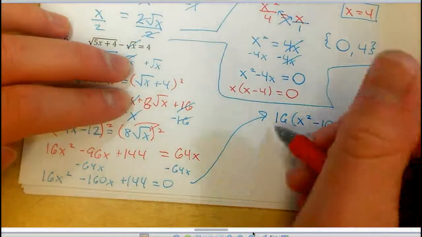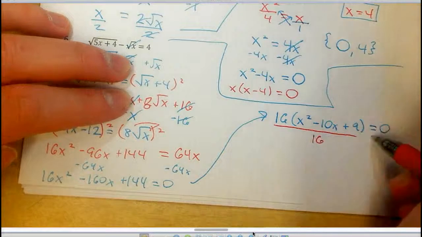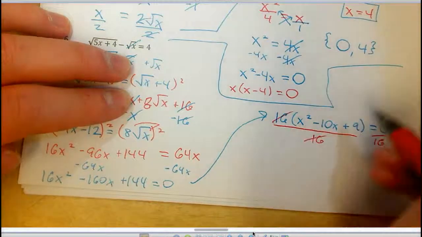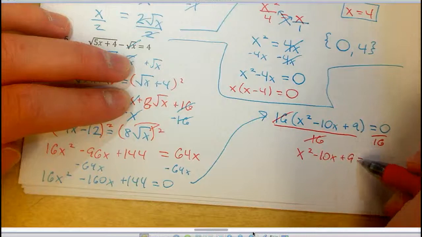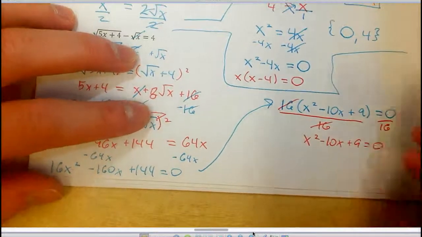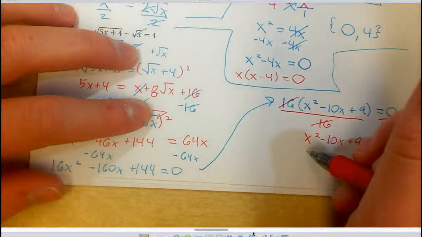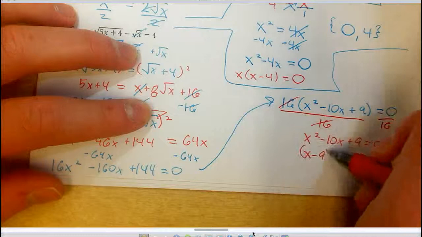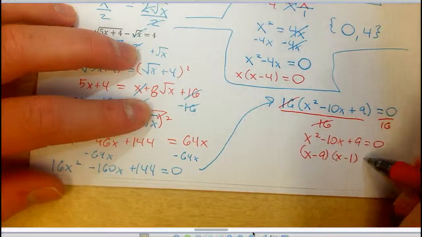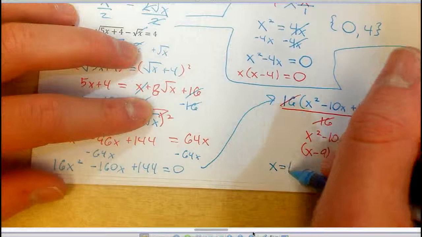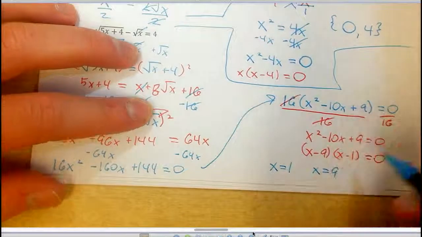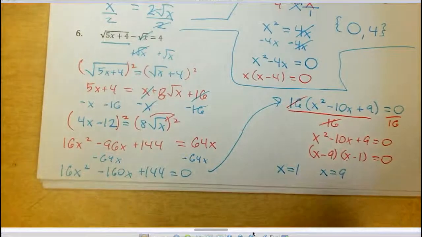Okay, if I divide both sides by 16, that gives me just x squared minus 10x plus 9 equals 0. And so now I can factor that very easily. That factors into x minus 9 times the quantity x minus 1 equals 0. And you get x equals positive 1, x equals positive 9 as your potential solutions.